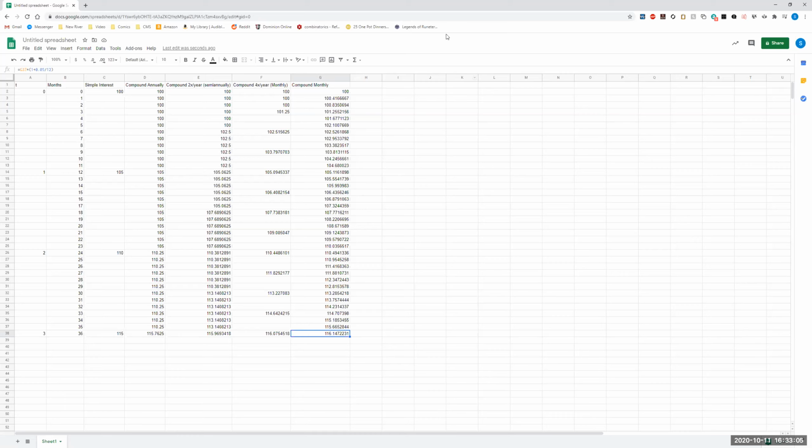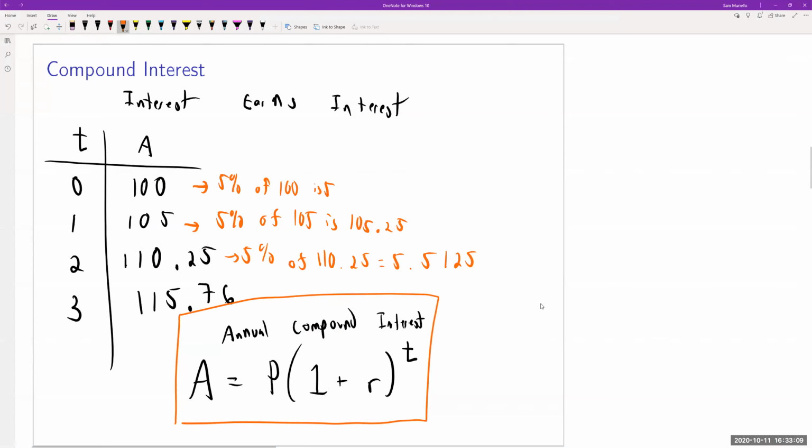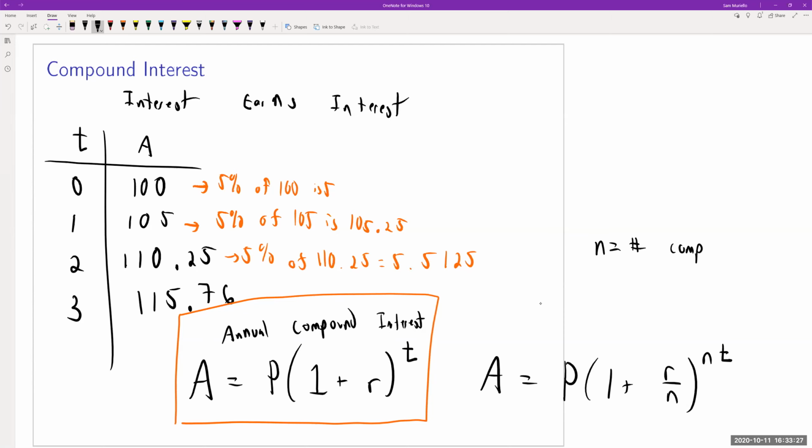The formula for compounding multiple times per year is going to end up being P times 1 plus r over n to the n times t, where n is the number of compounds per year.